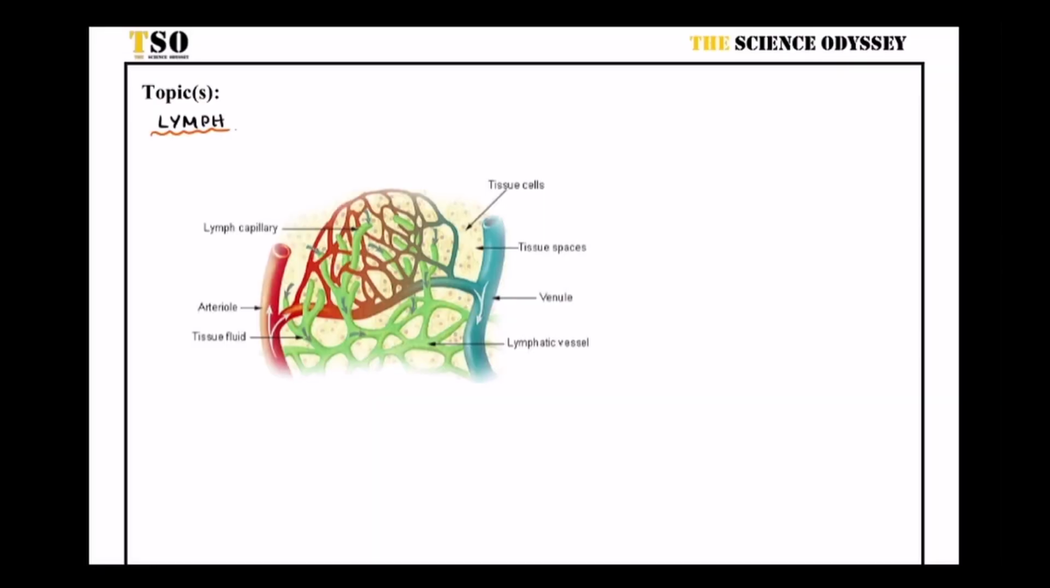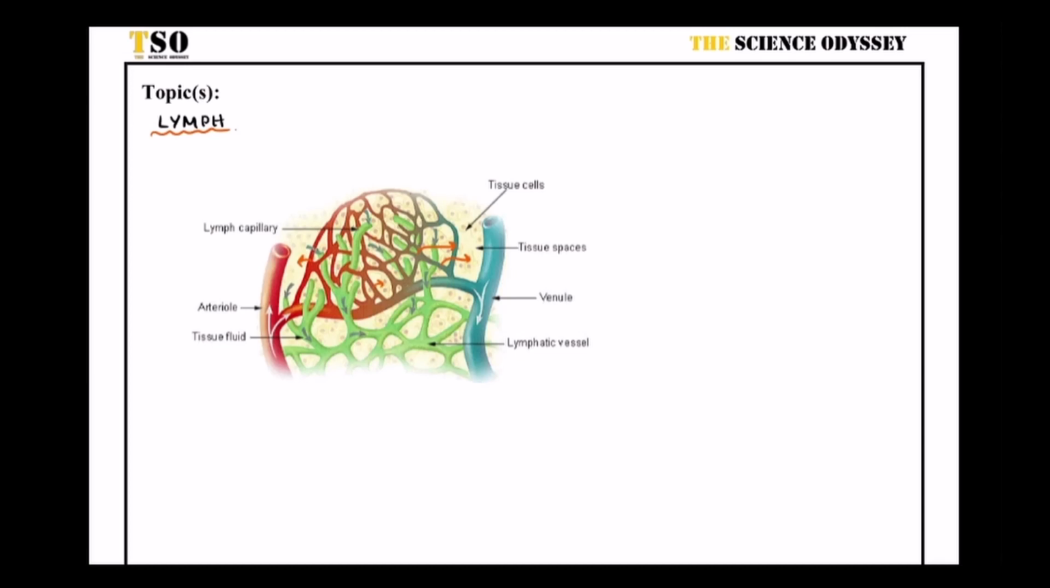Alright, so continuing our discussion on the circulatory system, let's look into what is lymph. Now, when the blood passes through the capillaries, over here you can see this network of capillaries, some water along with some small water-soluble substances seep into the spaces between the cells. And what happens is that the formed elements are left behind in the blood vessels.